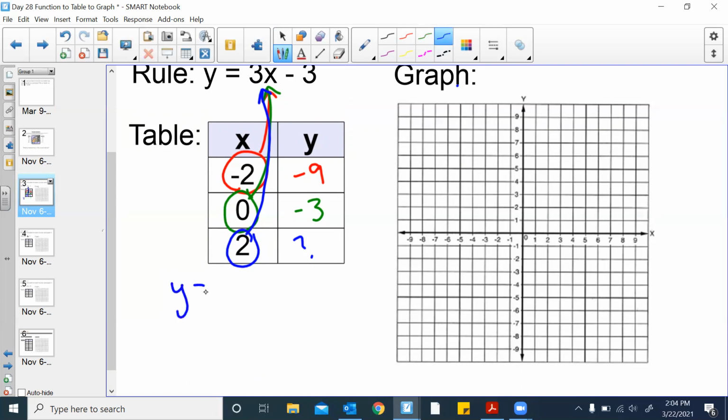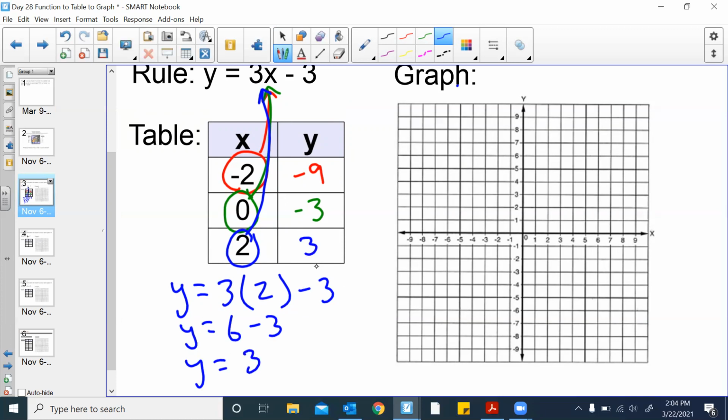All right, and we do it one more time. For every x value, we have to do this. So we have 3, remember, parentheses where we see our x, and plug in our x value, which is 2. 3 times 2 is 6. Bring down what we didn't use. 6 minus 3 is just 3. And right away, you can tell that our y value is +3.